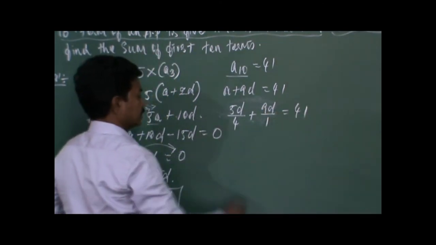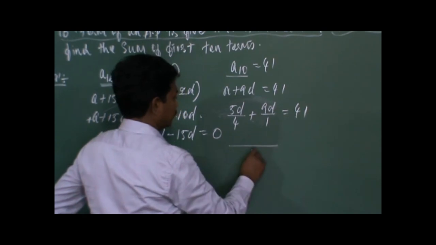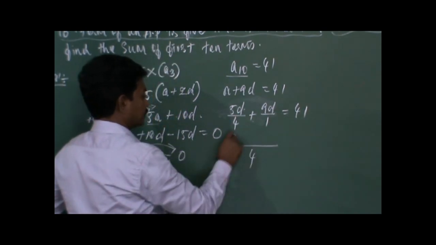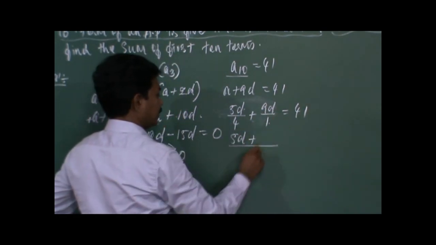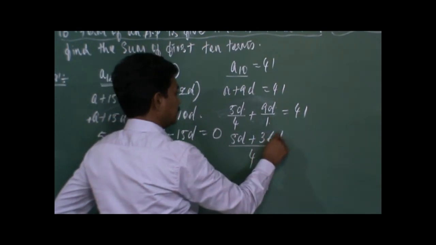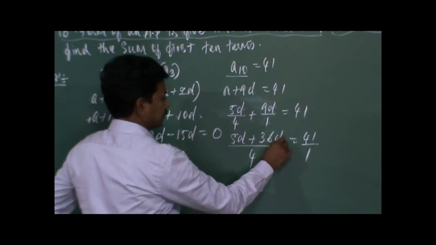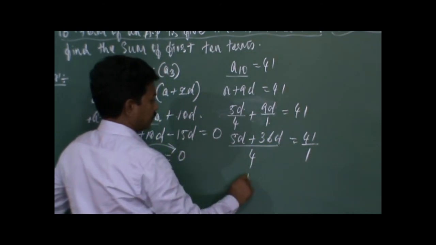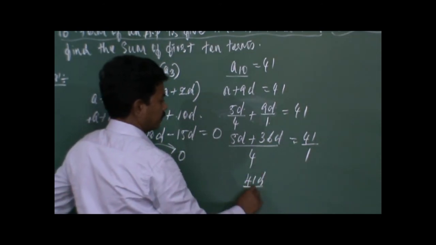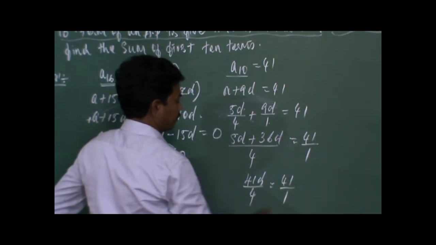This can be written like this. 4 and 1 LCM is 4. 5D by 4 into 4 is 5D, plus 9D by 1 into 4 is 36D, is equal to 41 by 4. So 5D plus 36D is 41D by 4 is equal to 41 by 4.